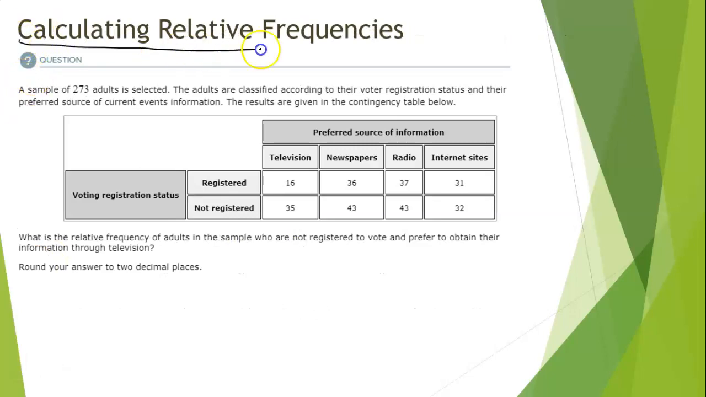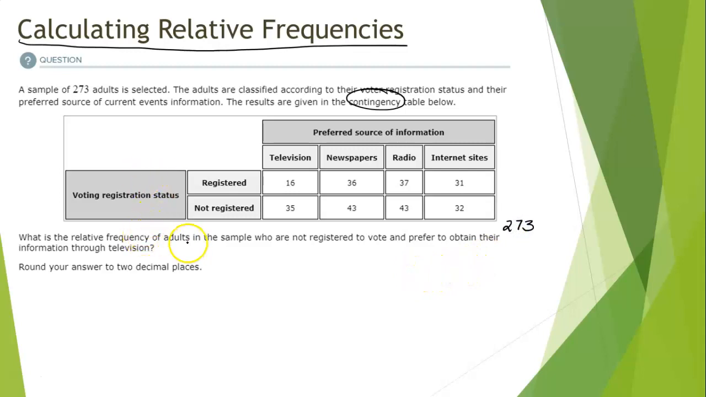All right, new topic, calculating relative frequencies. A sample of 273 adults is selected. The adults are classified according to their voter registration status and their preferred source of current events information. The results are given in the contingency table below. So the reason why this is calling it a contingency table instead of a two-way frequency table is because we have more options here. So we've got 273 total.